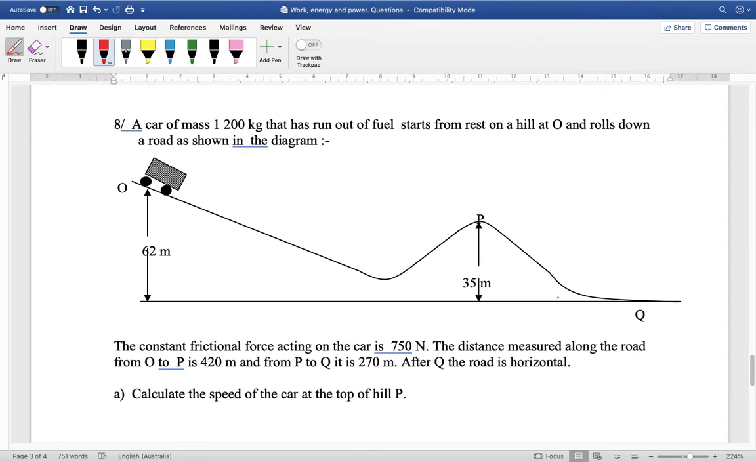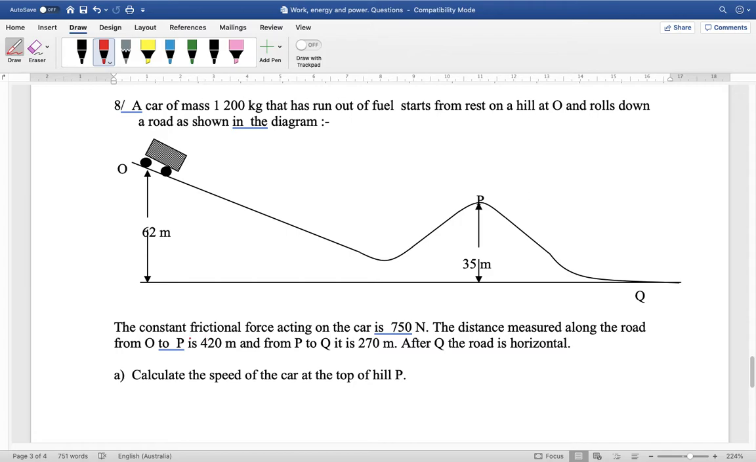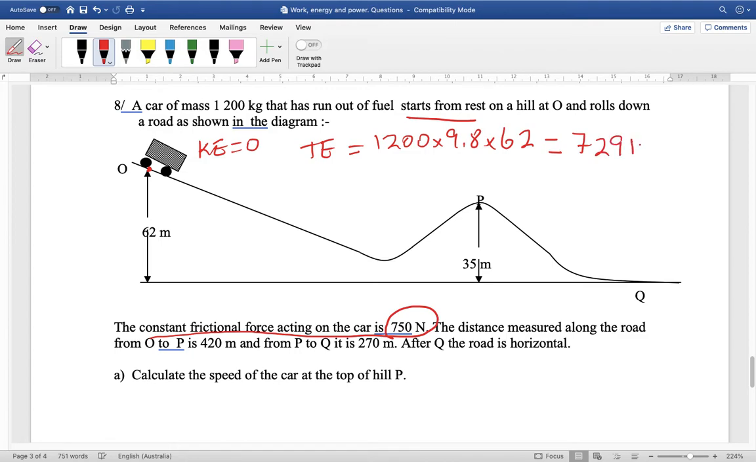Alright, let's move on to question 8, which looks very similar but with friction. So we know there's a constant friction force acting on the car throughout the whole track of 750 newtons. Let's start with conservation of energy again. At point O, it starts from rest, so there is no kinetic energy at O. So the total energy will be the potential energy at O, which is mgh, with h given as 62 meters. Now, this is going to give me 729,120. This is the potential energy at O, which is the total energy because kinetic is 0. So I know this is my starting budget. This is my starting total energy.